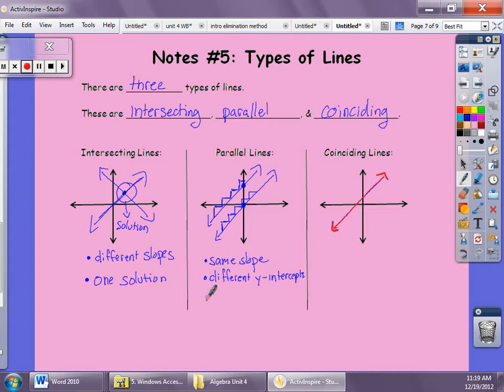And these lines have no solutions, because they have no points in common. They never intersect, they never cross, so they have no solutions.